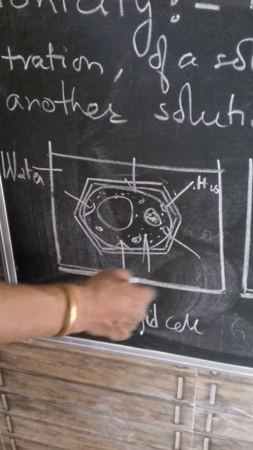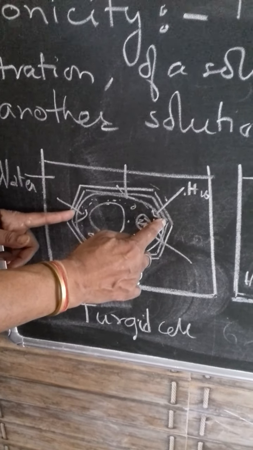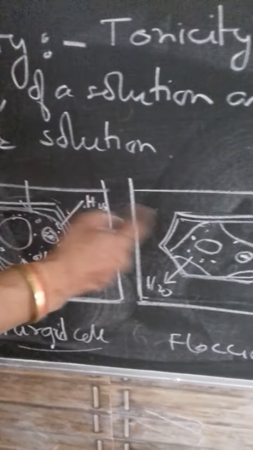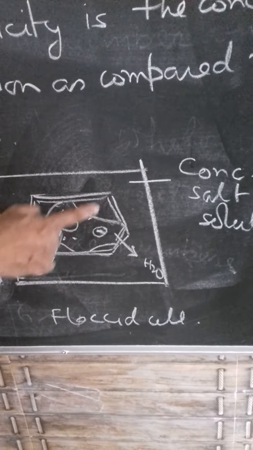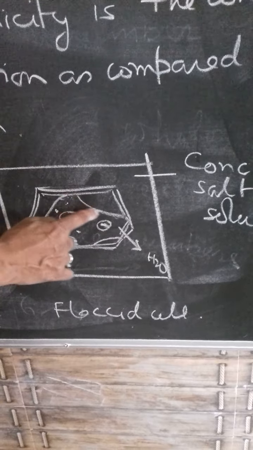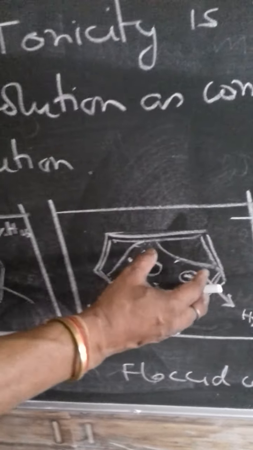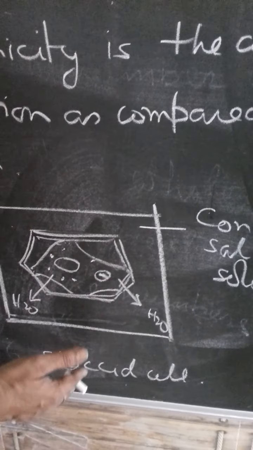Now this inward movement causes the plasma membrane to stretch to the wall of the cell, and we say the cell is turgid. The reverse will happen if we put the cell in a concentrated salt solution. In the same cell, you will see the cell membrane retracting from the cell wall and the shrinkage of the protoplasm takes place. That is called a flaccid cell.